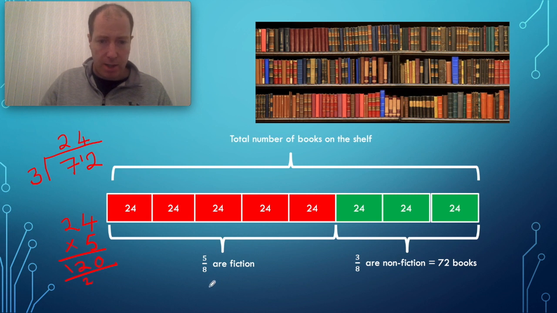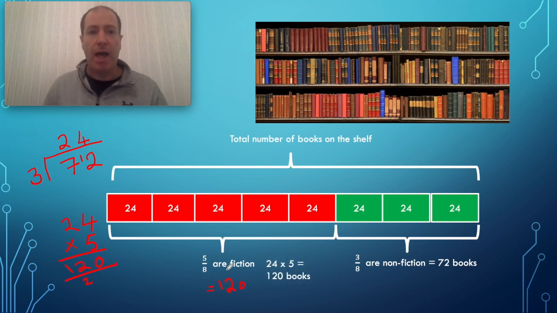So I can say there are 120 books, and it should pop up there. So 120 books are fiction.